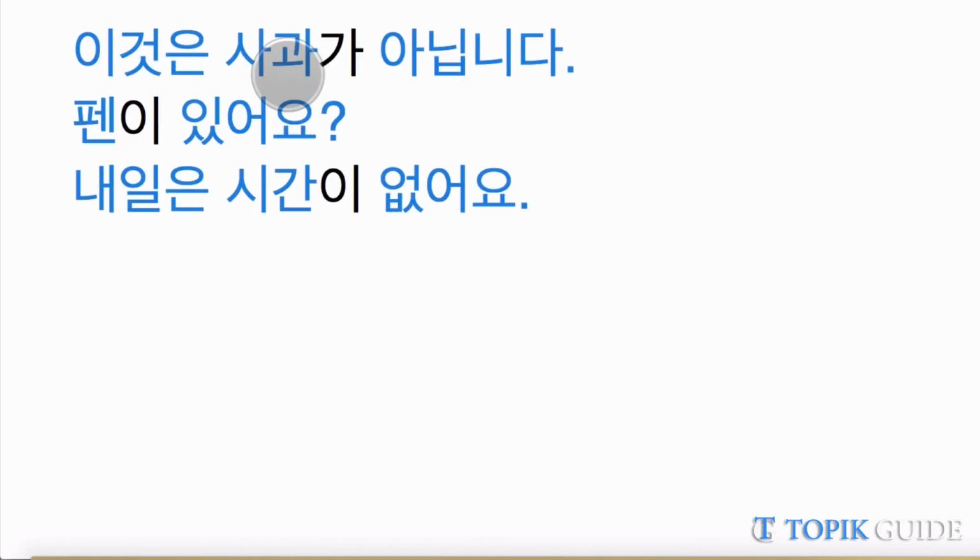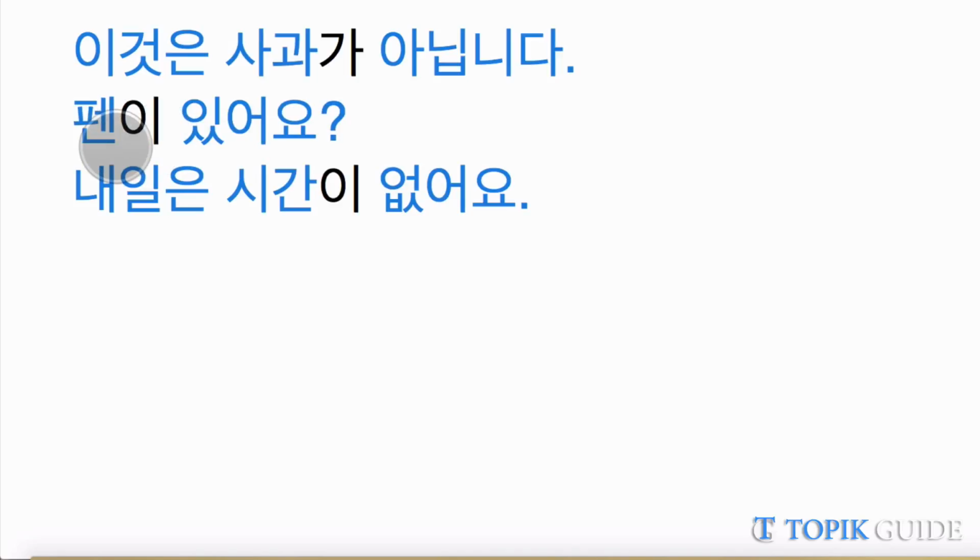Also, when we use 있어요 or 없어요. 있어요 and 없어요 mean to have or not to have, or to exist or not to exist. So with 있어요 and 없어요 also, we always use 이 and 가. Like 펜이 있어요, do you have a pen?